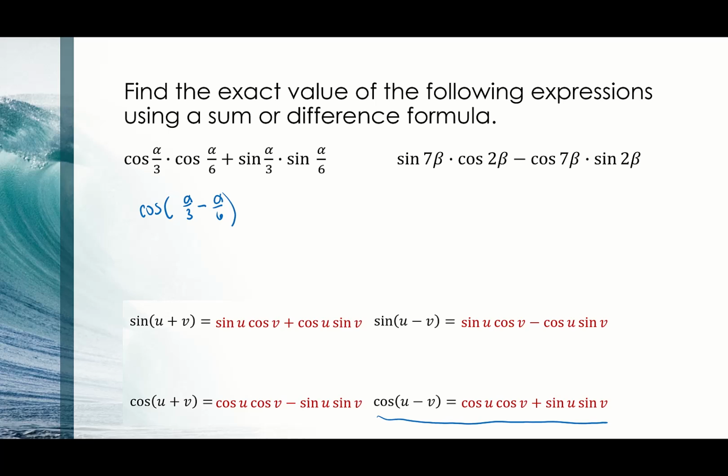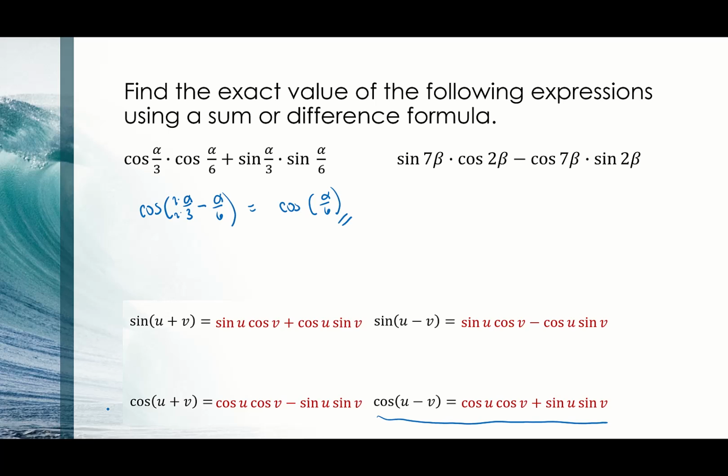And then let's take it one step further. Let's actually subtract. If we're going to subtract these two fractions, we would need a common denominator, and that would be 6. So I'm going to multiply this u by 2 over 2. And so my final answer is cosine of 2 alpha over 6 minus alpha over 6. We're going to get alpha over 6. And that would be my final simplified version of this first example.